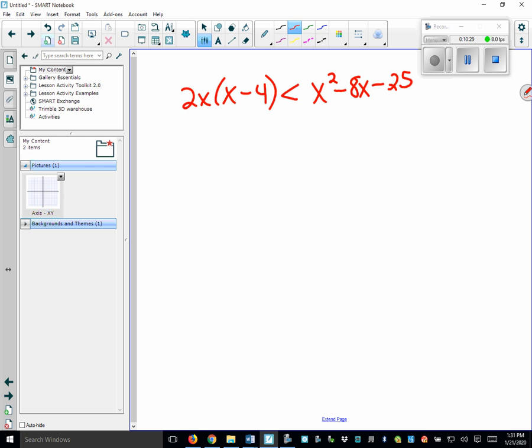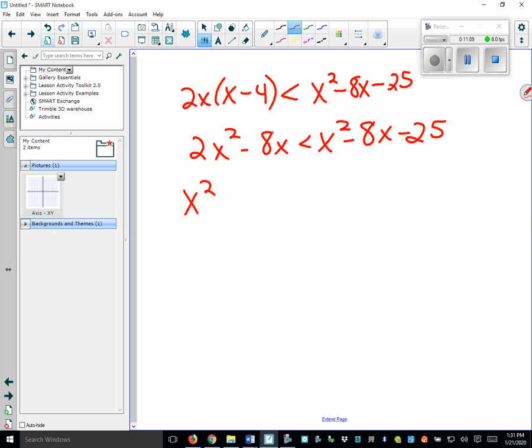What do I do first? Distribute. So I have 2x squared minus 8x is less than x squared minus 8x minus 25, right? Now what? I get it equal to 0 by subtracting x squared, right? Yes. What do I do with the 8x? Add it. Add 8x.